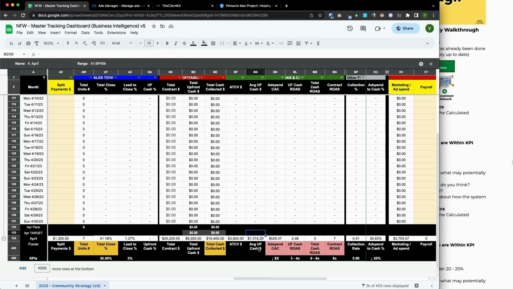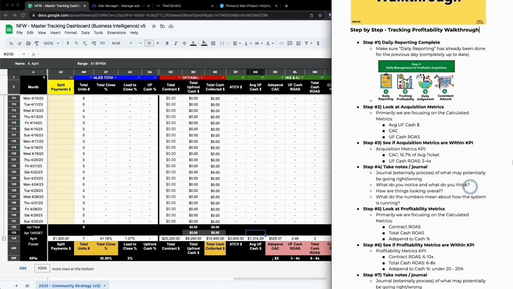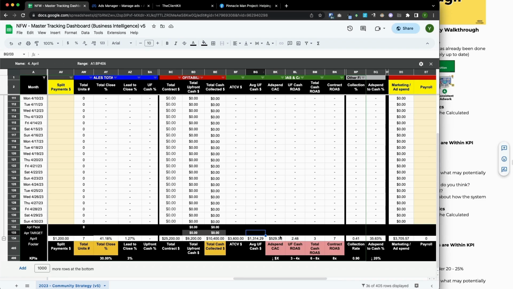And then we look over here and we say, okay, look at our ad spend CAC. That means our ad spend CAC is about 529. And what we're really looking for is about 16.7% of our average ticket in terms of ad spend CAC. And if we look over here, 3,600 is our average total contract value. So 16.7%, that would be our KPI here. Now, again, this is just example data. Your offer price might not be 3,600, right? I'm just showing you an example of what that would look like.